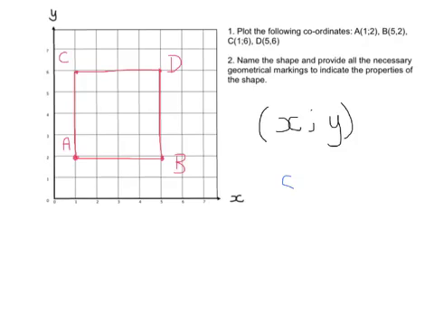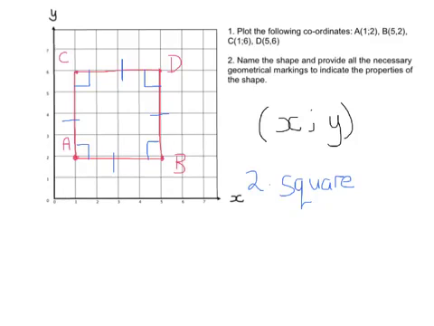So the name of the shape, it's a quadrilateral called a square, and if I put the appropriate mathematical markings, first thing, all the sides are equal with a square, so I have to just indicate that by the markings to show that all sides are equal. I also know that all angles are 90 degrees in a square, so I'll indicate that they're all 90 degrees.